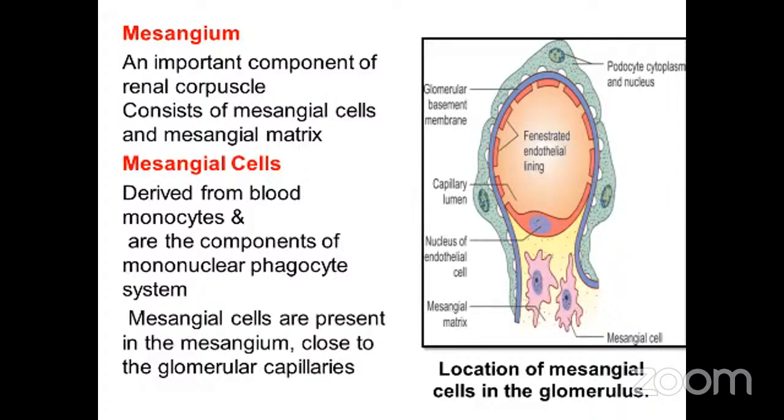But these are negatively charged, so proteins are not filtered. Normally proteins are absent in the urine. If there is any dysfunction of the glomerular membrane or the endothelial capillary membrane, then there is filtration of proteins, and proteins appear in the urine, which is called albuminuria. Otherwise, normally proteins are not filtered through this membrane because it is negatively charged.